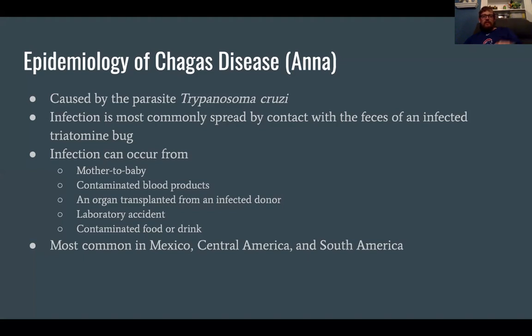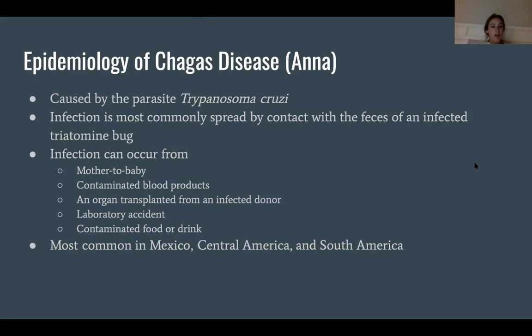Okay, so start with the epidemiology of Chagas disease. It is caused by the parasite Trypanosoma cruzi, which is carried by the kissing bug, a blood-sucking insect that feeds on humans and animals. Infection is most commonly spread by contact with the feces of an infected triatomine bug. Infection can also occur from mother to baby, contaminated blood products, an organ transplanted from an infected donor, laboratory accident, or contaminated food or drink. Laboratory accident and contaminated food or drink are the most rare.